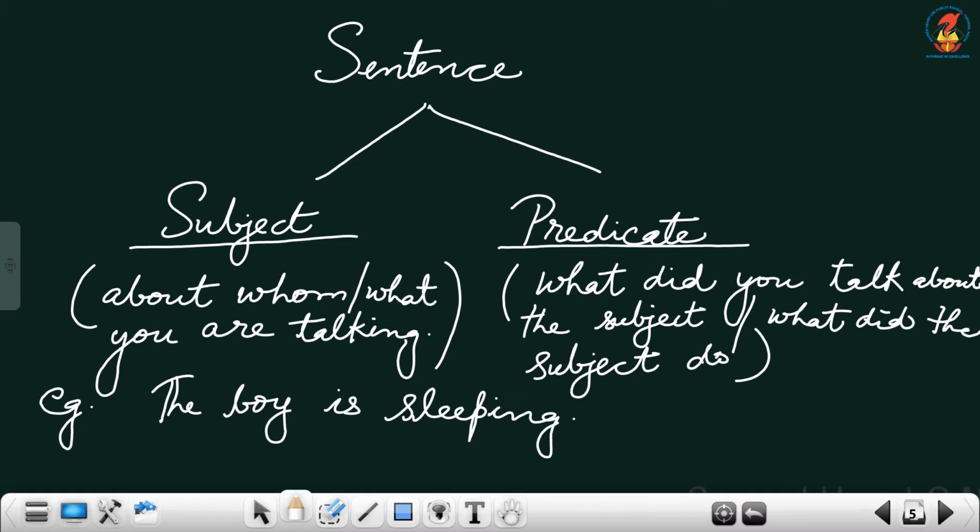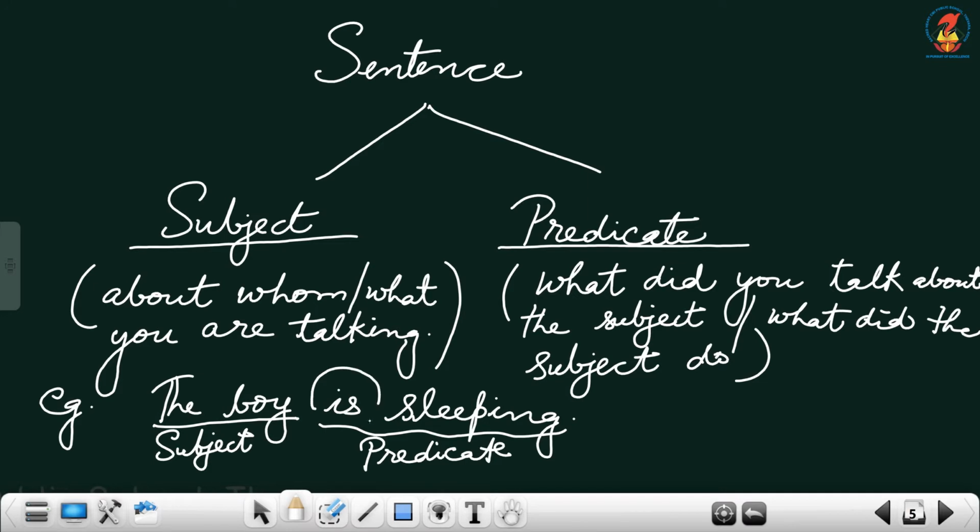About whom am I talking here? I am talking about the boy. So, this is the subject. And what did the boy do? Is sleeping. This is the predicate. Now, the verb is, it belongs to the part predicate.